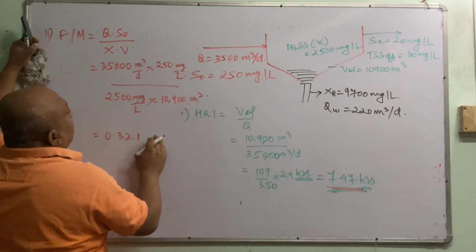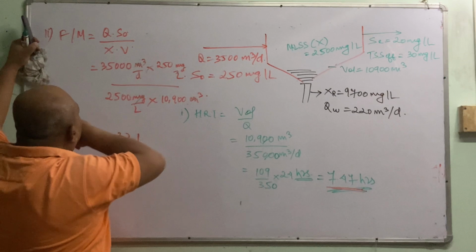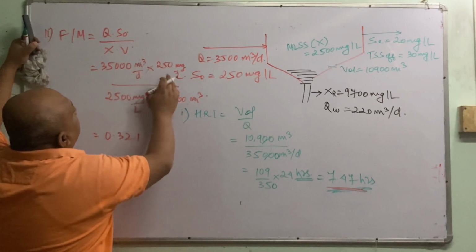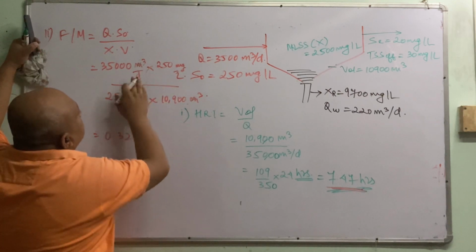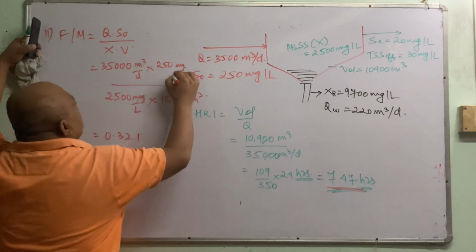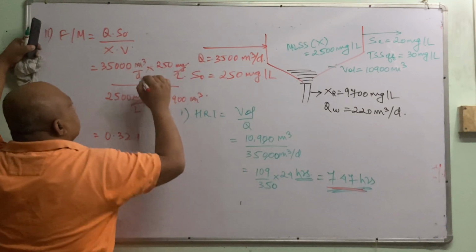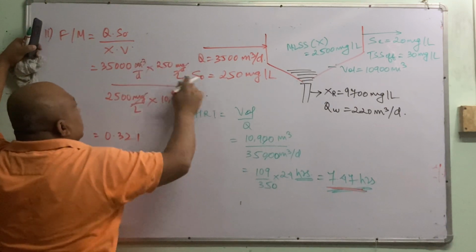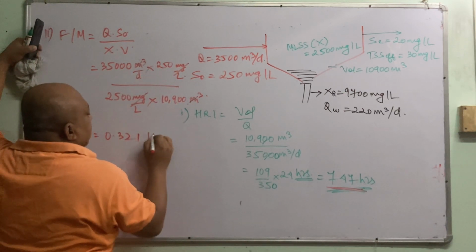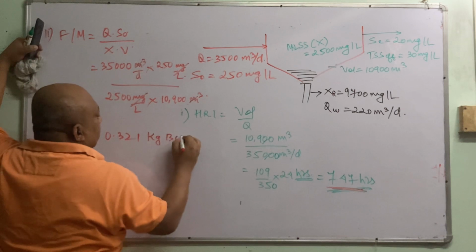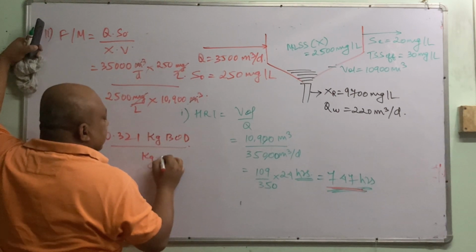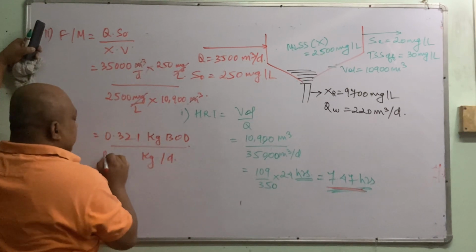Okay, so this meter cube and meter, anyway, you see it in a different way. This milligram per liter can be cancelled. Meter cube is cancelled. So whatever is left is only D. So you can say that this is 0.321 kg of BOD per kg per day biomass.